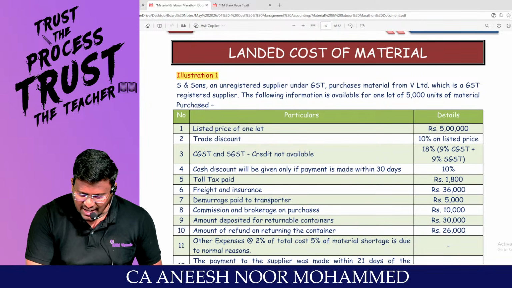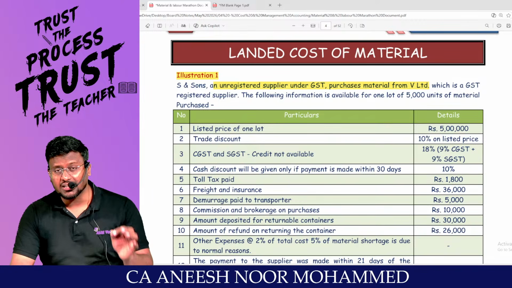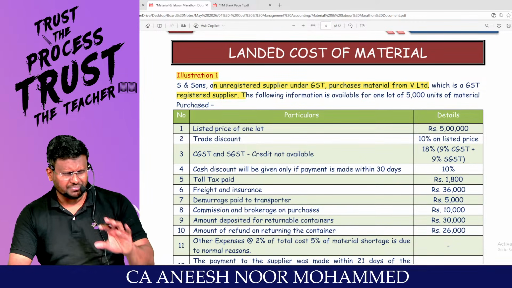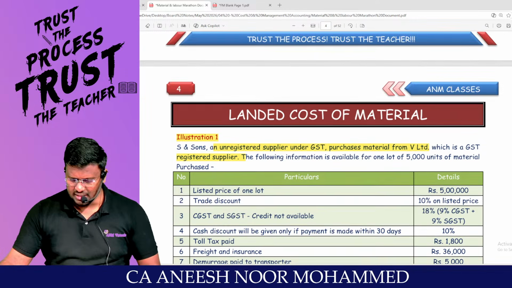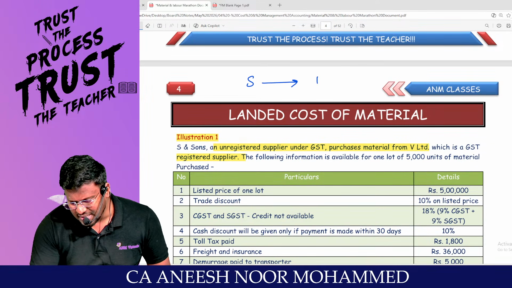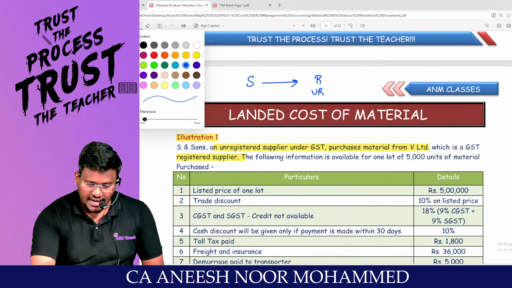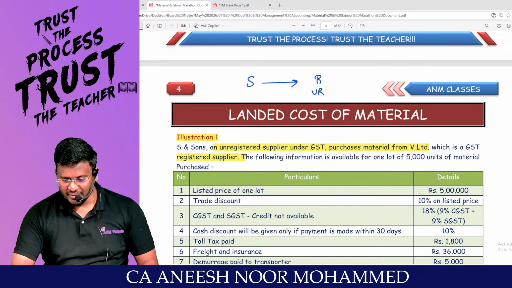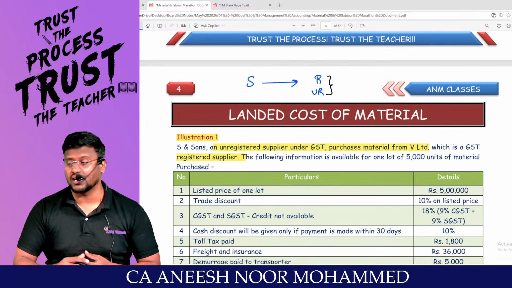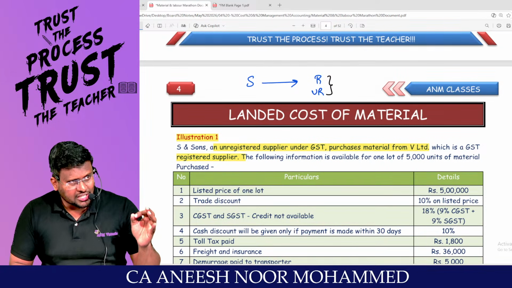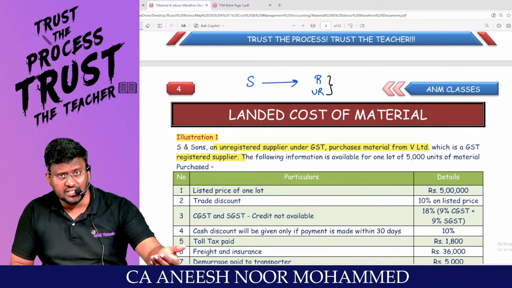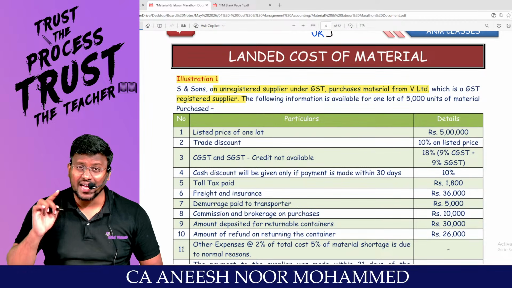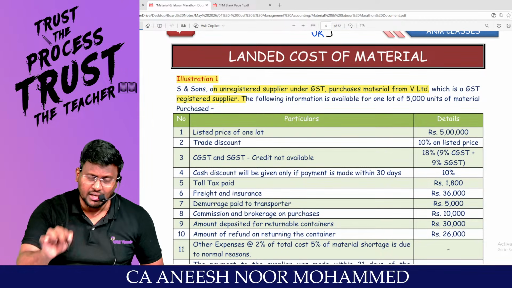Yes and Sons, an unregistered supplier under GST, purchases material from V Limited, which is a GST registered supplier. This is a very important point with regard to GST. Supplier is registered, whereas recipient is unregistered. As per section 16 of the GST, only a registered person can take ITC. That means since this person is unregistered, at the time of purchasing the material, he will be paying GST. That GST cannot be taken as ITC. So whatever tax has been paid should be included in the landed cost.